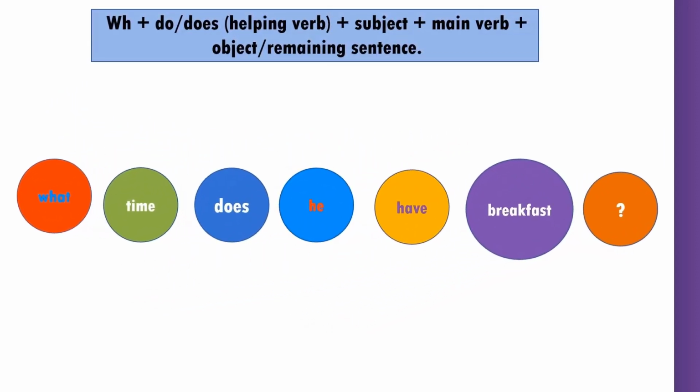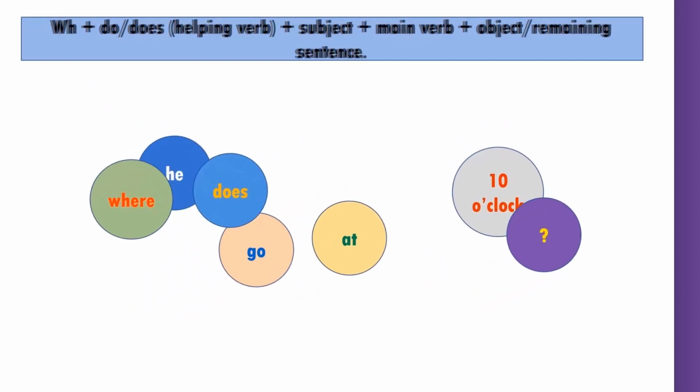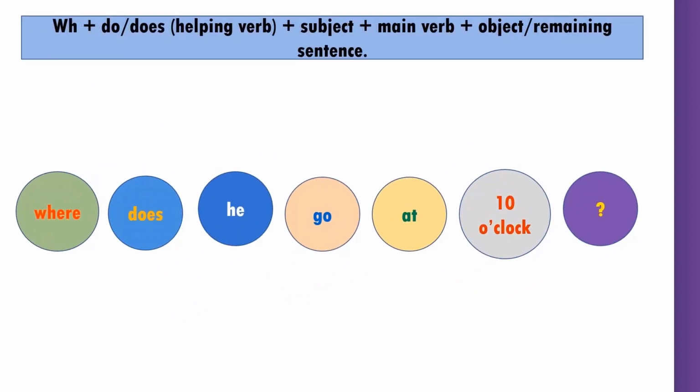Okay, so here we go. Okay, so the next one, rearrange the words to put them in the correct order. Okay, let's check that one. Okay, so we've got the WH, we've got the helping verb, we've got the subject, we've got the main verb, and then we've got the remainder of the sentence. Okay, so that's the structure that we follow on these WH questions.